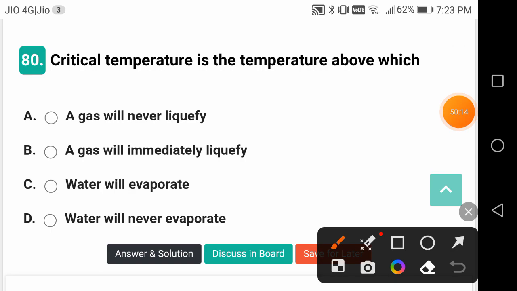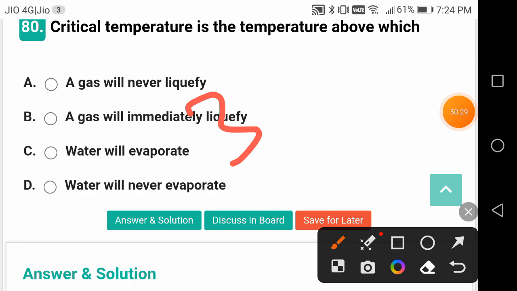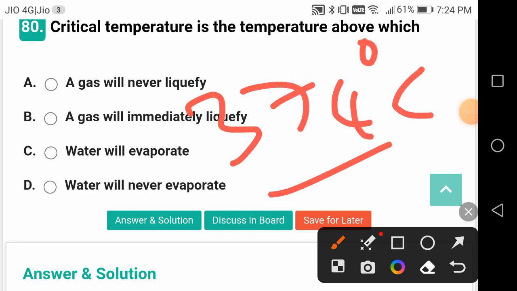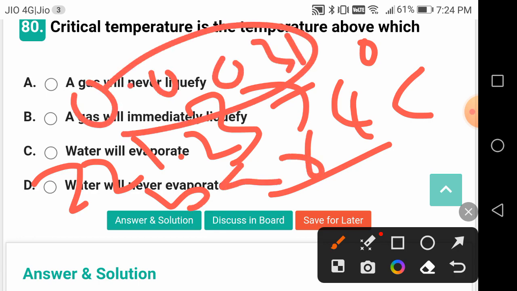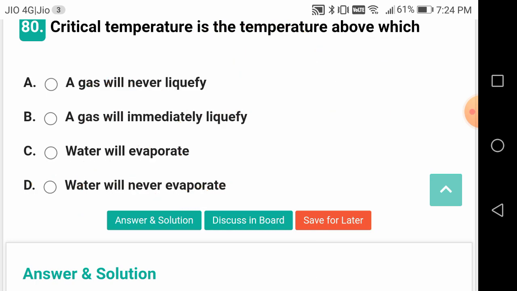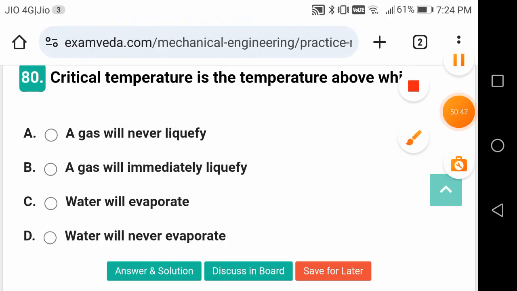So what is going to happen actually? Directly it will be totally in the vapor state only. So there is no question of critical temperature. What is the critical temperature for water? 374 degrees centigrade, friends. 374 degrees centigrade for water. And the critical pressure is 221.2 bar. Critical volume is 0.00 something 31, something like that. I don't remember correctly. So this is a temperature above which a gas will never liquefy. This is a good question.